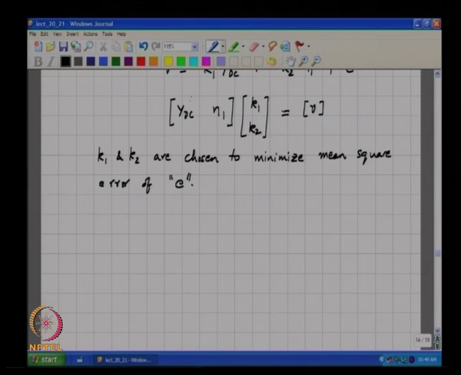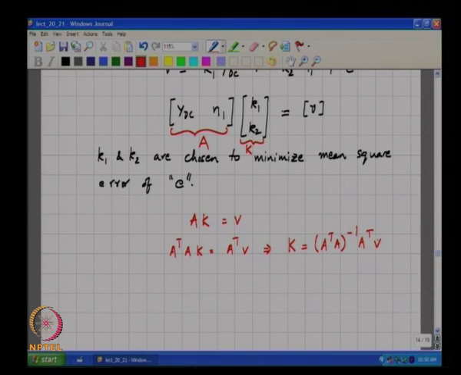I mean, you know least squares, isn't it? So, if I call this matrix A, so A times K, and if I call this V, the least square solution corresponds to A transpose times A times K is A transpose times V, which means K, the least square solution, will be A transpose A inverse times A transpose times V.